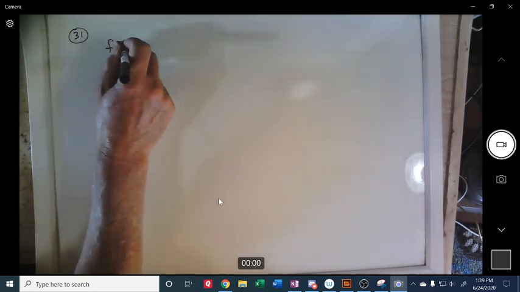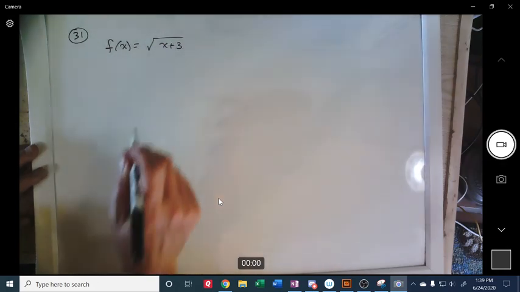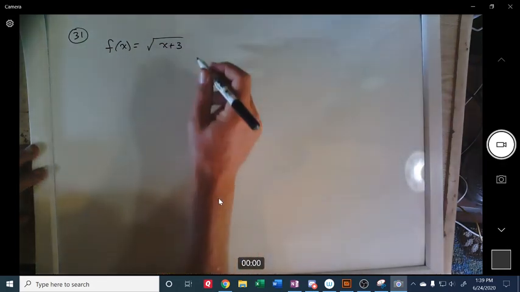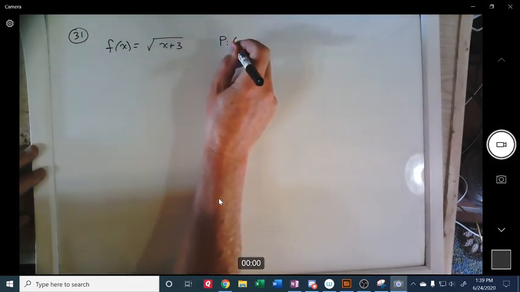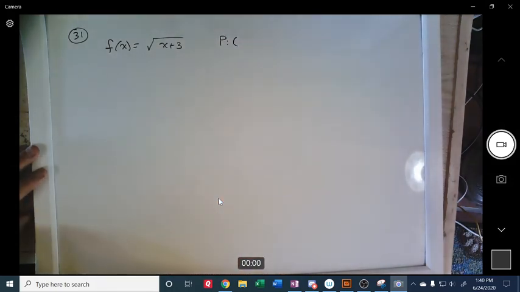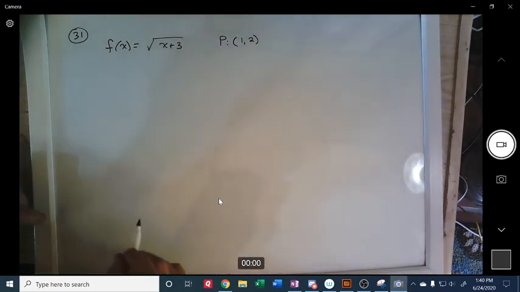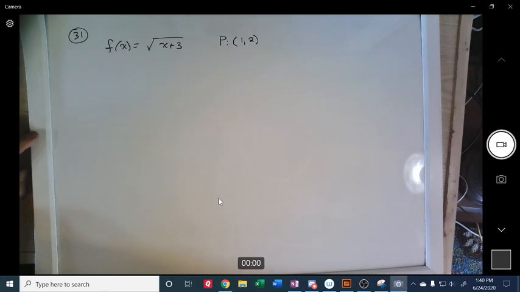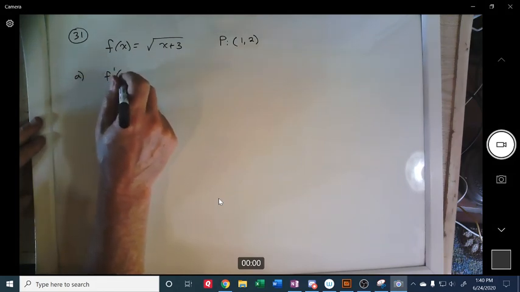f of x is equal to the square root of x plus 3, and the point P is 1, 2. Okay, and we need to do part A, use definition 2, find the slope of the tangent line. So we need to find f prime at 1.